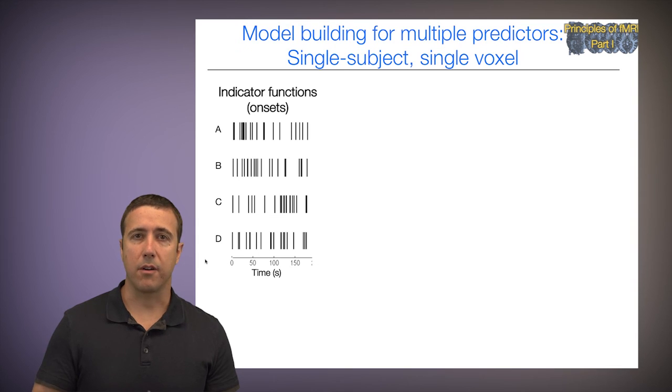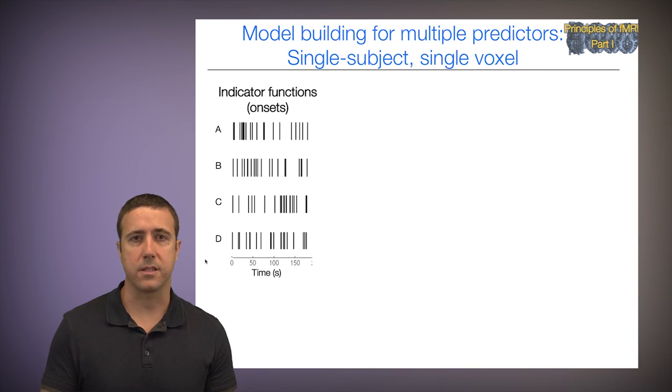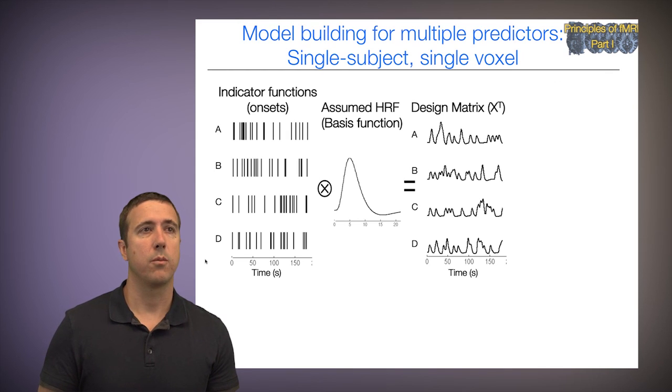So let's look now at model building with more than one or two types of events. I can take any number of events. Here I've got 4. We'll call them A, B, C, and D. And the way it works is I'll first specify an indicator function with the onsets of each event. And this is for events. So I've got 4 indicator functions, which is a series of 1s and 0s when each of the 4 events is on. I'm going to convolve each of those with an assumed hemodynamic response function, and this is one example of a basis function. We'll learn about those later.